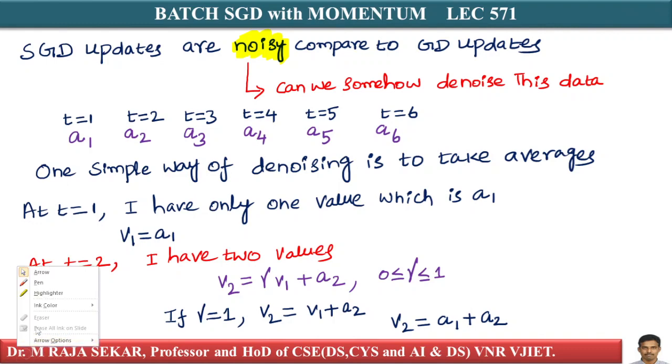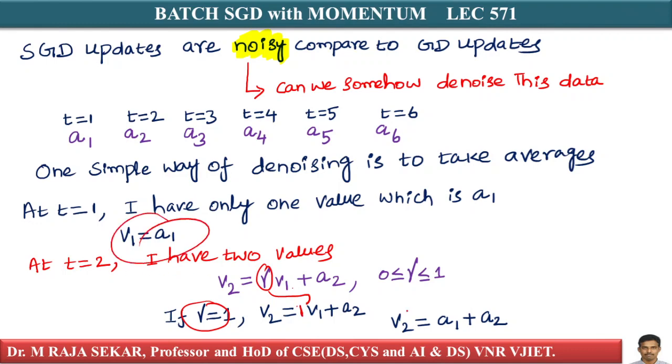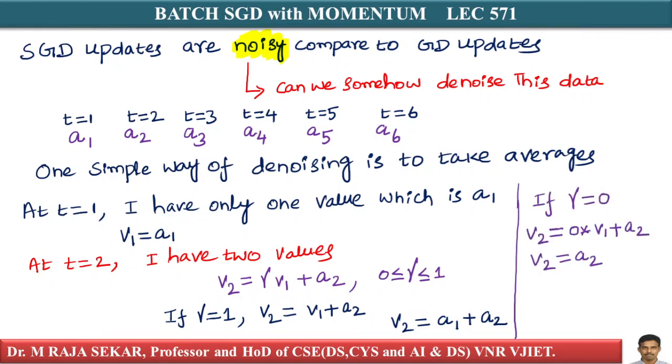Here I am assuming gamma equal to 1, substituting gamma equal to 1. Therefore, 1 into V1 plus A2. But V1 is nothing but A1, so V2 is A1 plus A2. What happens if my gamma equal to 0? If I substitute gamma equal to 0, this is 0 into V1 plus A2. That is, V2 equal to A2.